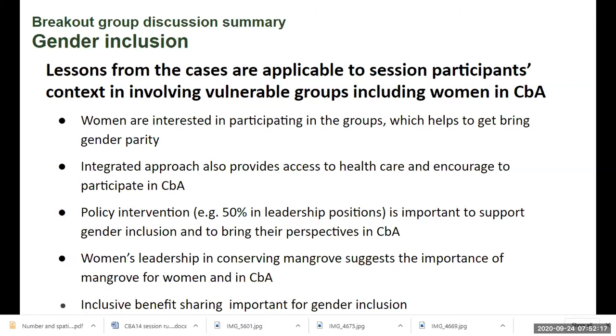And then next is women's leadership in conserving mangroves, which suggests that, because that resource is important to them, that's why they participate in conservation of mangrove. And then inclusive benefit sharing, again a case from Nepal, is important for gender inclusion. So that motivates and encourages women to participate in community-based adaptation.